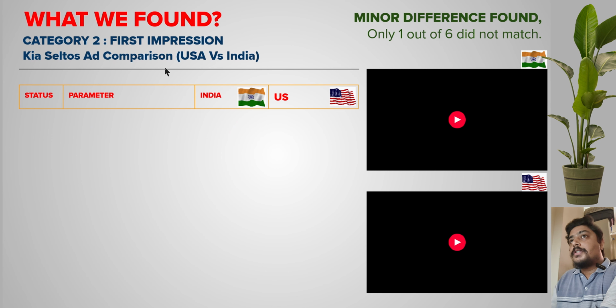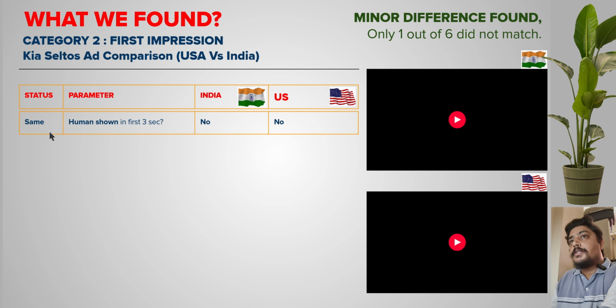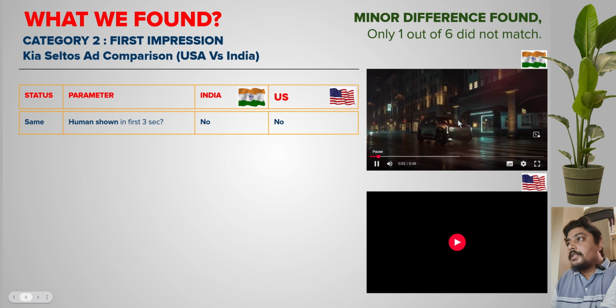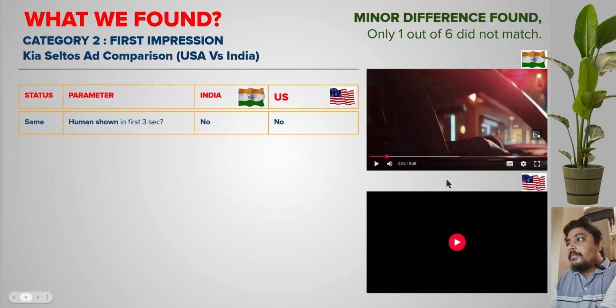Now this is the first impression category, and the first parameter is whether a human was shown in the first 3 seconds or not. You can see that in the Indian column it says no, and in the American column it says no. So why and how did we mark no on this? We played the ad for the first 3 seconds, and we noticed in both the ads whether a human was shown.